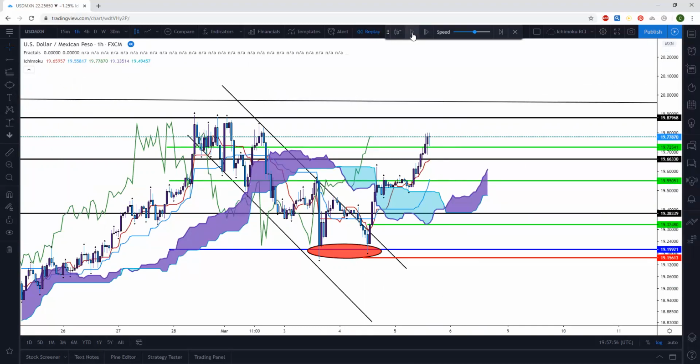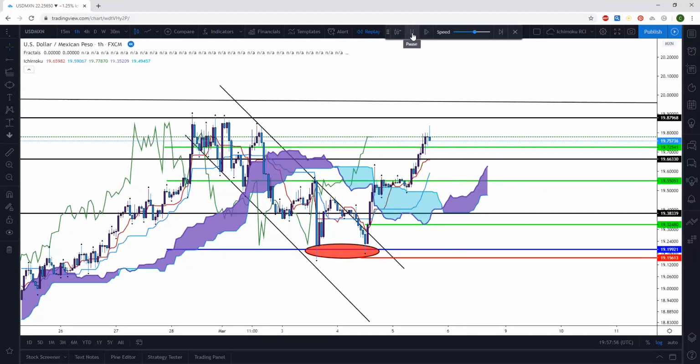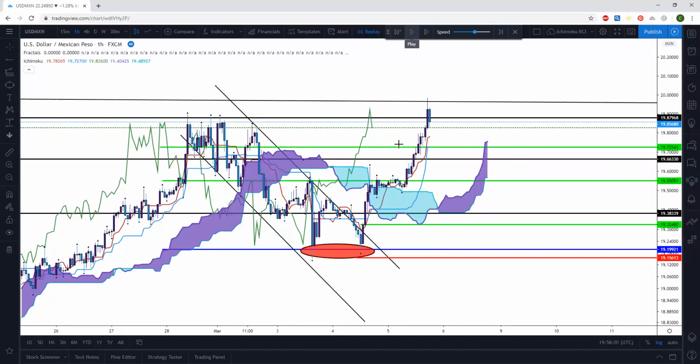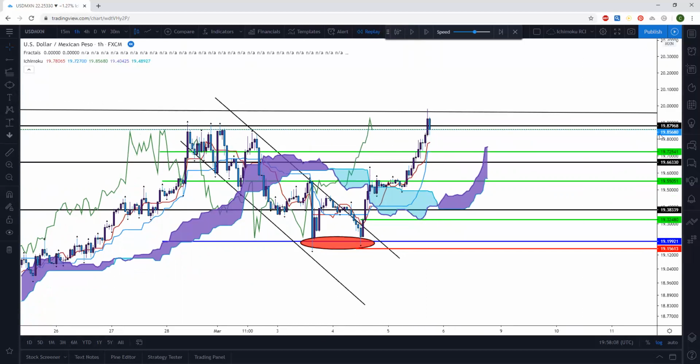Now let's continue. Now, this is really strong momentum right here. When they're close like this, just wanted to let y'all know.